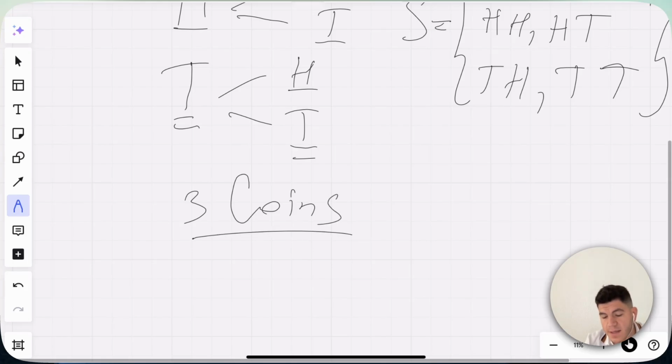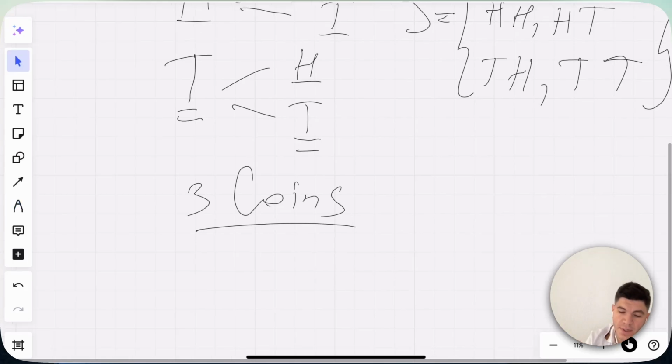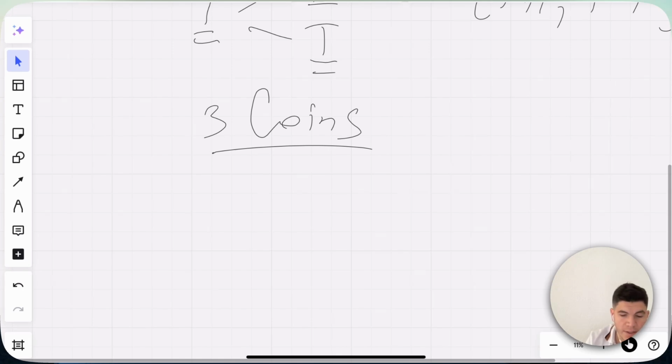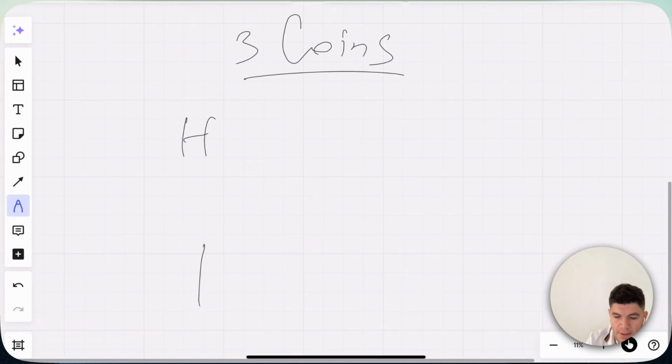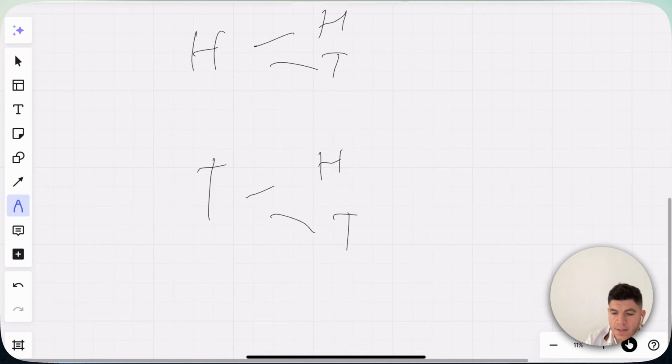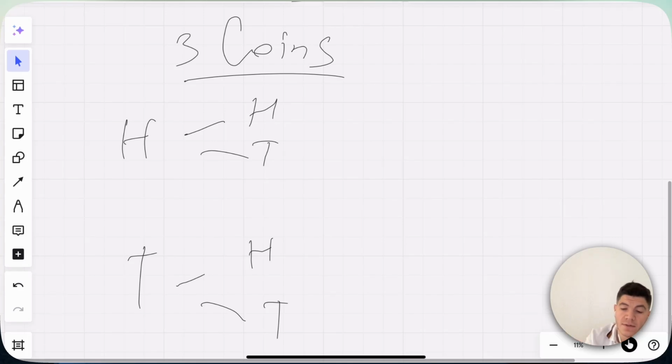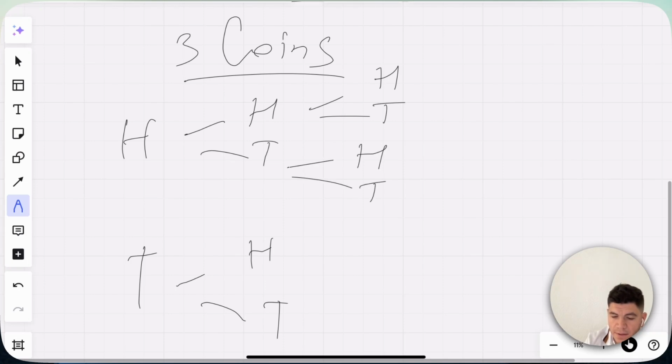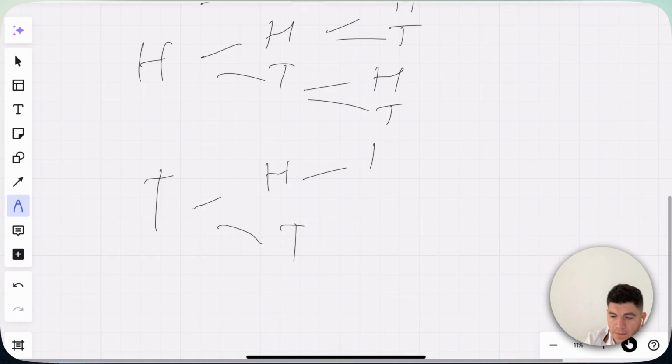To make this easy and to get an idea of visualization, we can use tree diagrams. Again, we have head and tails. If we get head, we can get head and tail here. Again, the same, we can get head and tail. Since we are flipping 3 coins, we repeat the process for each branch, and again we get head and tail.